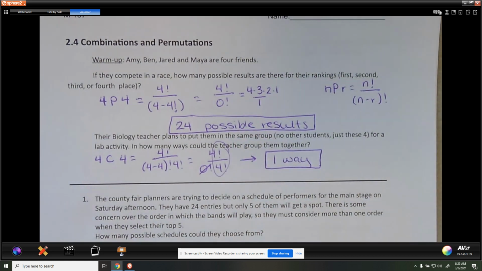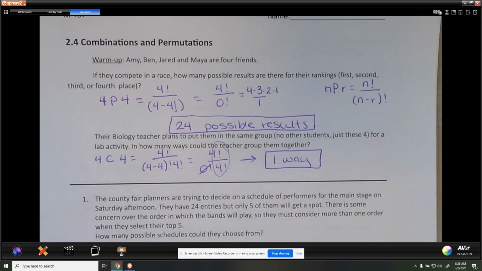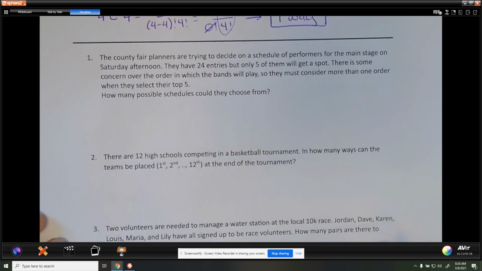That makes sense, because if we had 4 students and we could only put 4 in a group, that's the group, right? It doesn't matter if we switch up the order of Amy, Ben, Jared, Maya, or Maya, Jared, Ben, Amy, it's the same group, 1 way. All right, so that's your warm up.